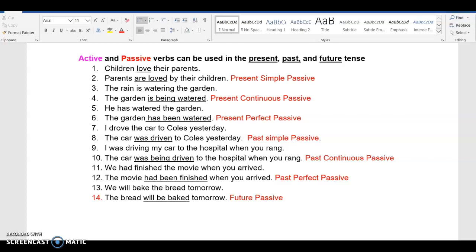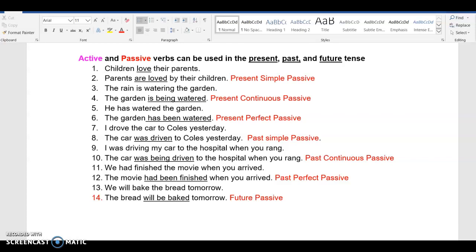Let's look at number 3. The rain is watering the garden. Let's look for the verb first. Is watering. And the subject, the rain. What is doing the verb? The rain is doing the verb. So the subject is doing the verb. The rain is watering the garden. So this is an active verb.